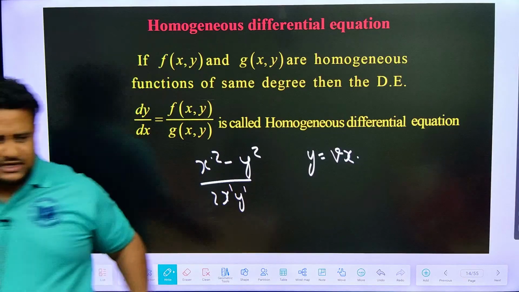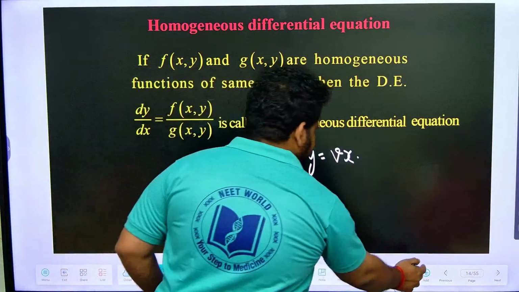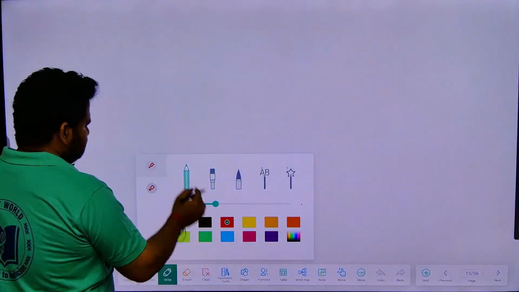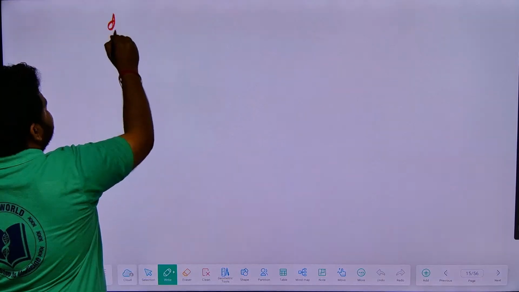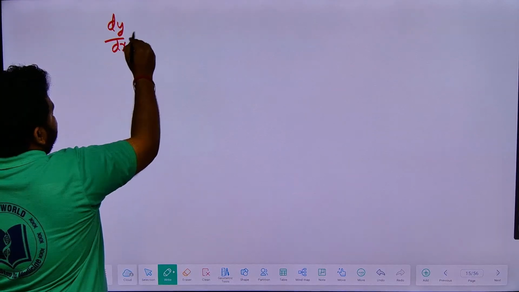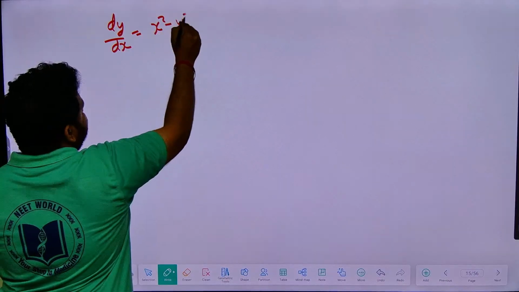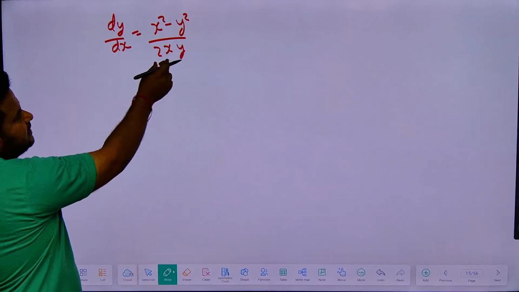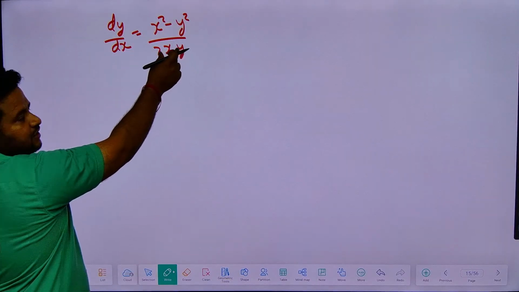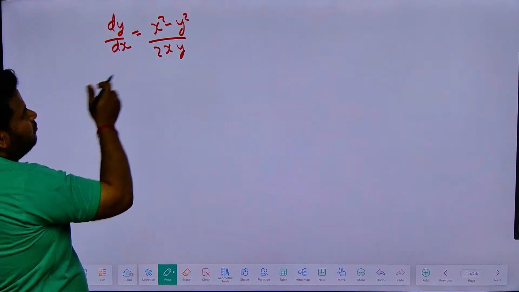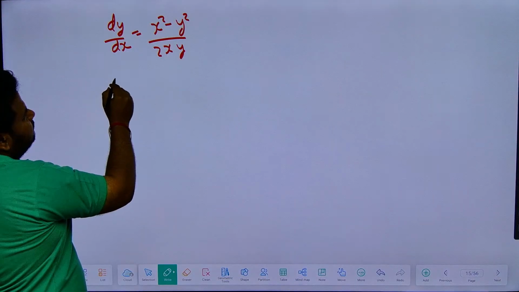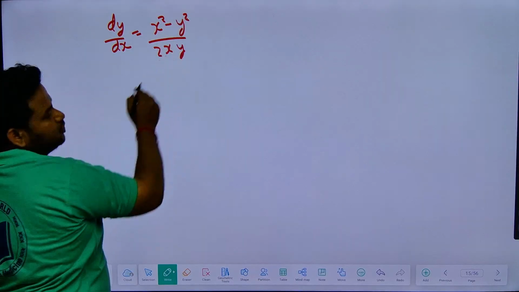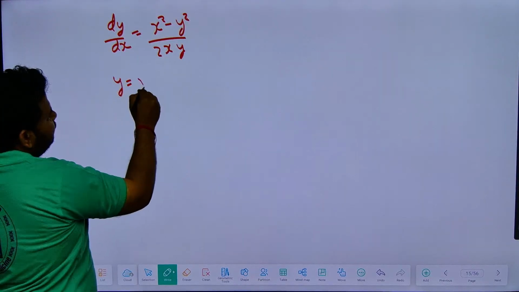Let us take this only as the example. Let us go to next page. So if it is given dy by dx is equal to x square minus y square by 2xy, this definitely I cannot apply variable separable, because here I am having 2xy and x square minus y square. So what I can do here? Here power is 2, here also power is 2. I will put y is equal to v into x.